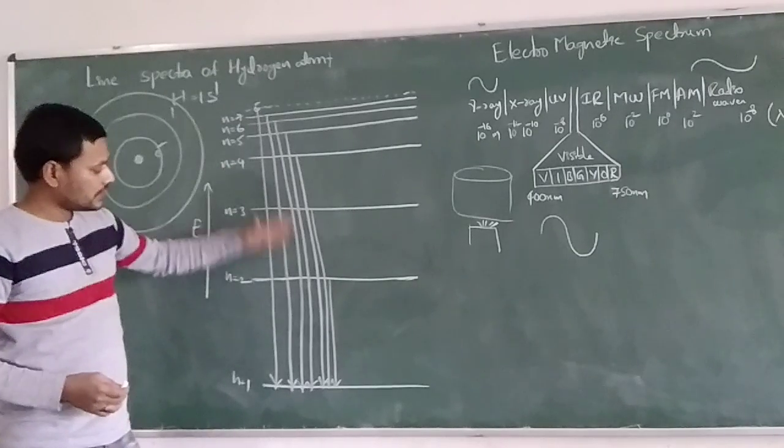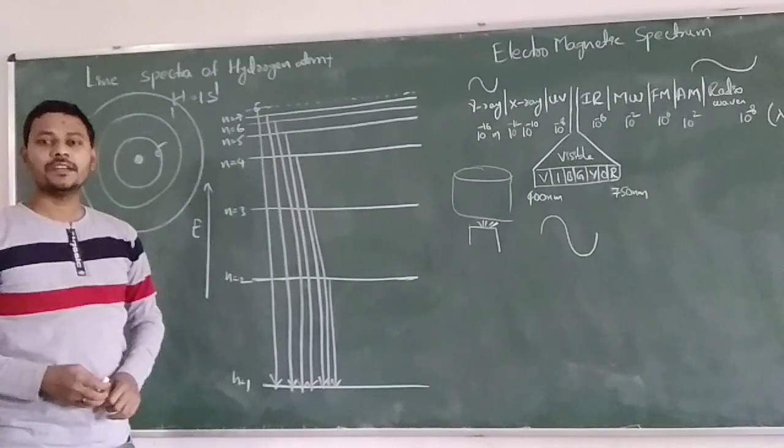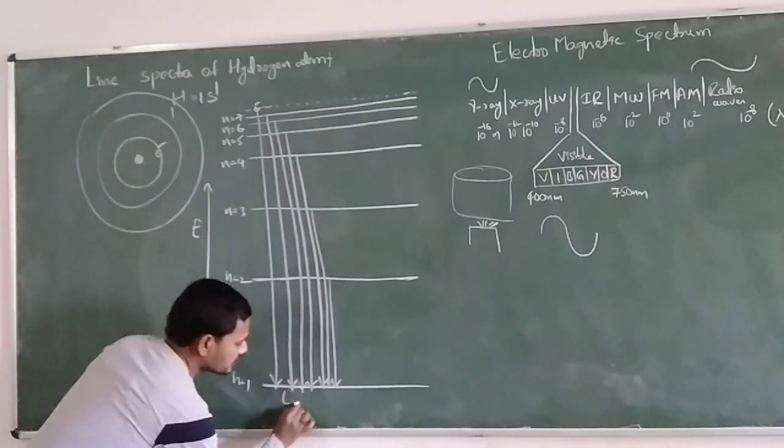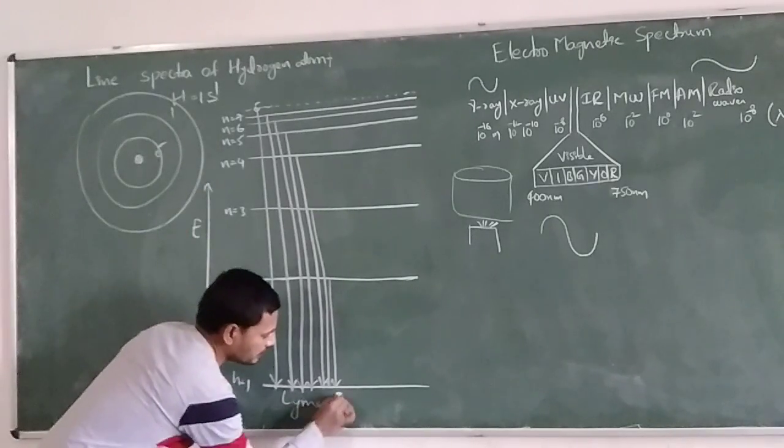So we will get a series of lines, and we give it one name also. The series of lines is called the Lyman series.